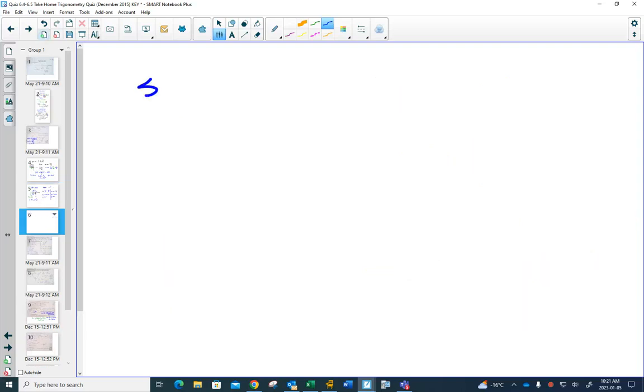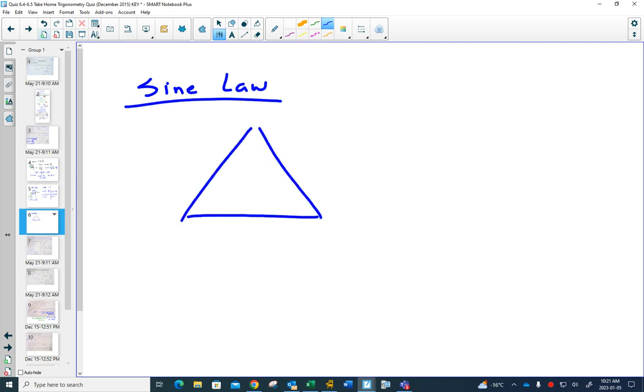And the first law that we learned was the sine law. So you have a triangle that doesn't have a 90-degree angle, and you need to solve it. You need 3 pieces of information, and in those 3 pieces, you need to have at least one side. So if I knew this side was 8, this side was 4, and this angle was 20 degrees, I could solve this triangle.